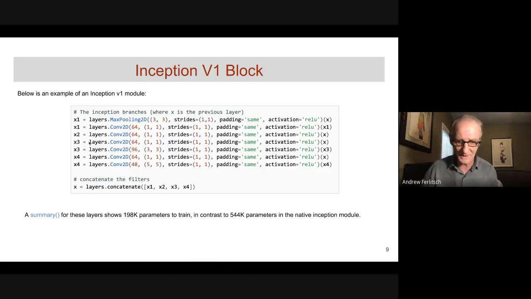Then we look at the next layer. This is our 3x3 one. So our input goes through the one by one bottleneck convolution, then the 3x3. And we see the same thing on the 5x5. The input goes into the one by one convolution, its output goes into the 5x5. So our four branches, X1, X2, X3, X4, we just concatenate them together. Now, if we did a summary on this module, we would find that we only have 198K parameters to train, which is substantially less than the 544K version in the naive Inception module.